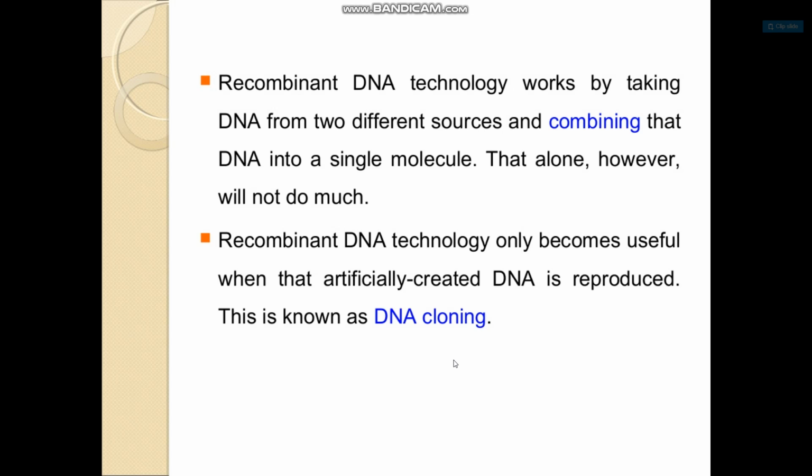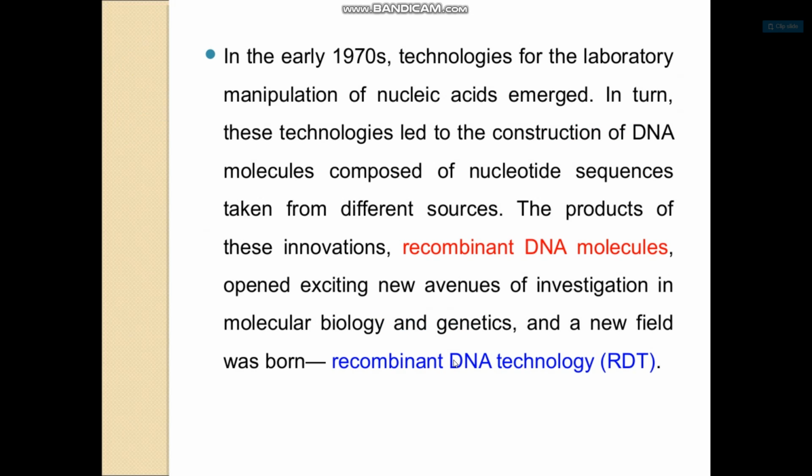So, RDT, the recombinant DNA technology, works by taking DNA from two different sources and combining that DNA into a single molecule. That alone, however, will not do much. So RDT only becomes useful when the artificially created DNA is reproduced. This is known as DNA cloning.